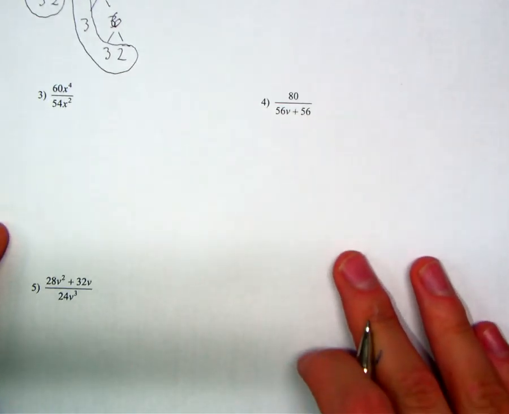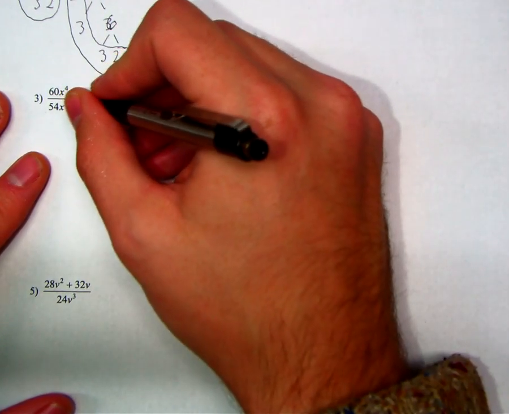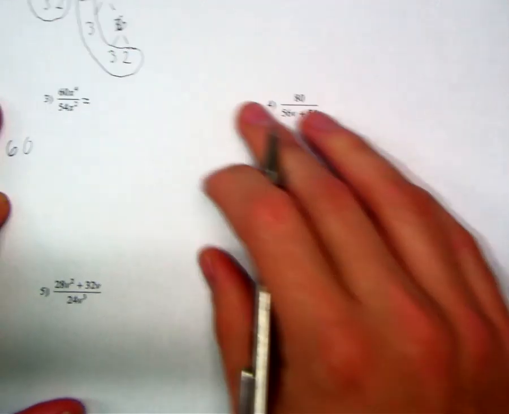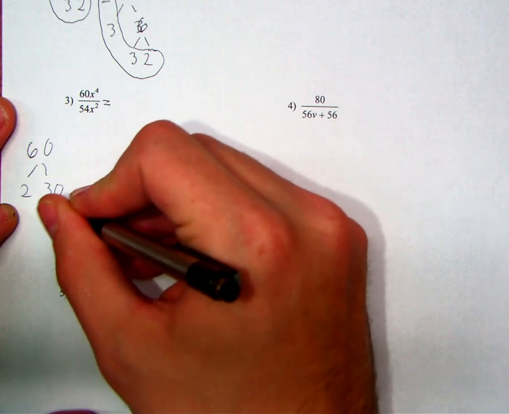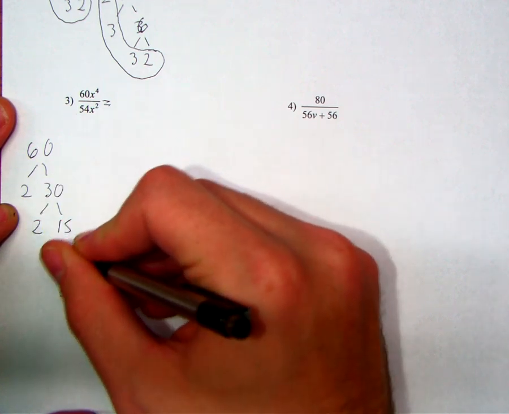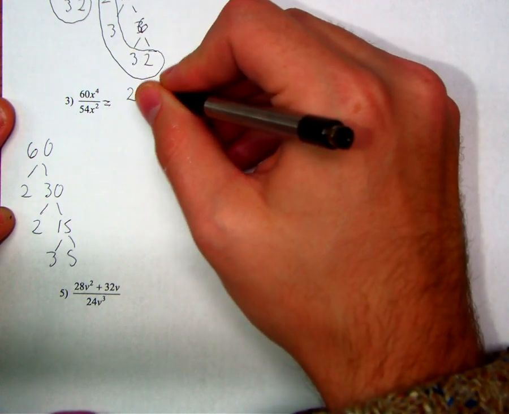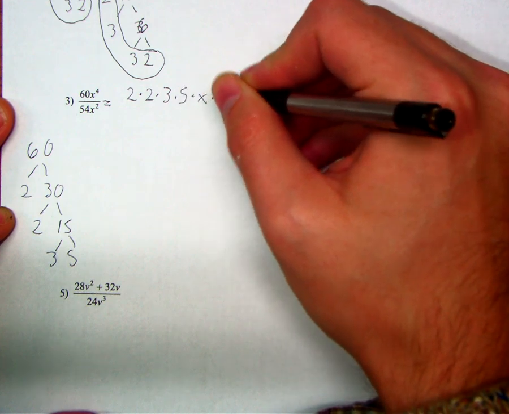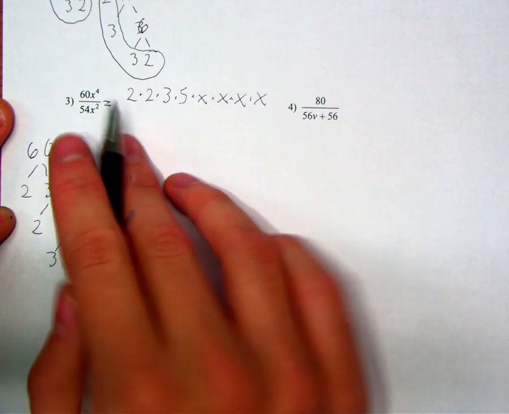Okay, here's one more problem where we have a monomial over monomial. So I'm going to factor this up. 60. I might have to do this one on paper. 60. 2 and 30. 30 is 2 and 15. 15 is 3 and 5. Okay, so 60 is 2 times 2 times 3 times 5 times x times x times x times x. 4 x's multiplied together from the x to the 4th power.